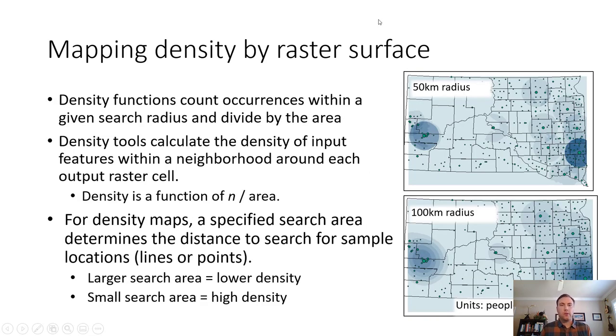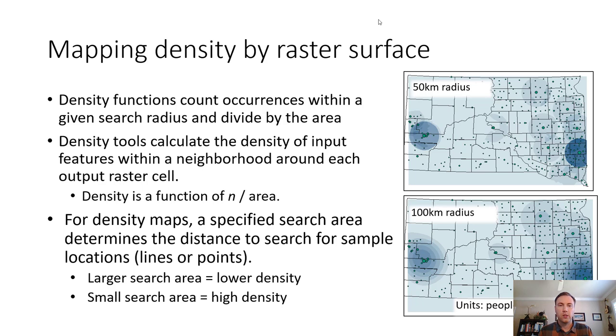Density functions count occurrences within a given search radius and then divide by that area. One of the key things when creating a density surface is to set a defined search radius around every event, every measured point. Based off of how far that distance is, that will increase or decrease the density around any given known location. Density tools calculate the density of input features within a neighborhood around each output raster cell. That's the term we use in raster analysis: neighborhoods. A neighborhood is the defined radius around any given location.